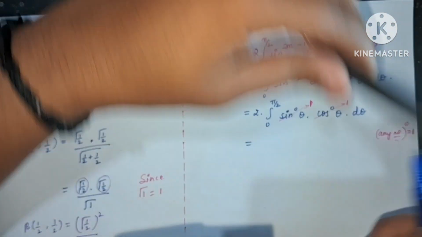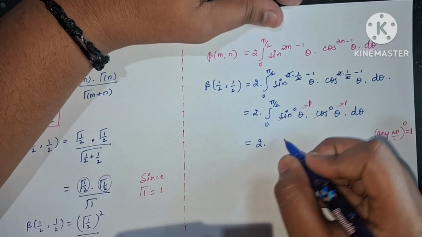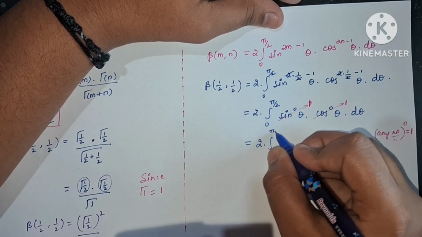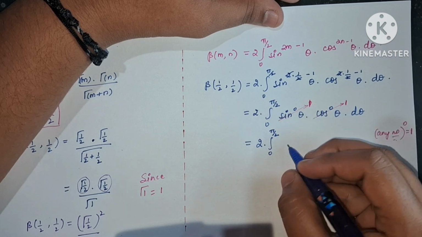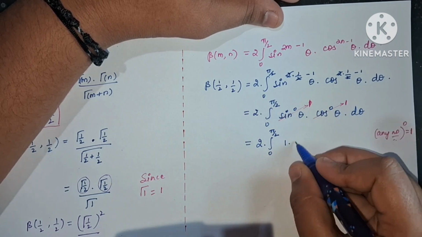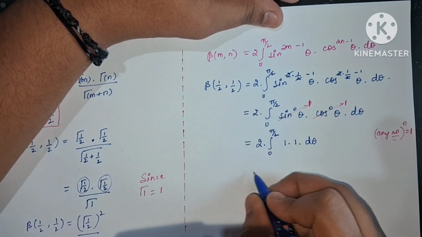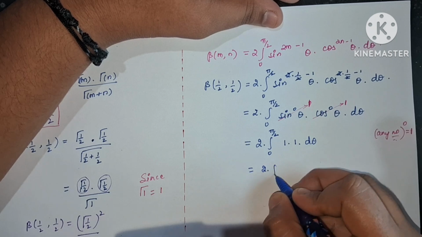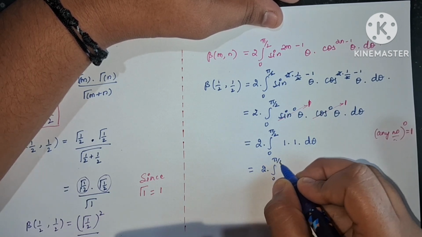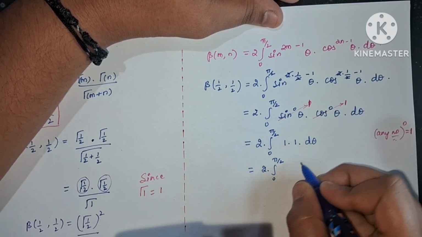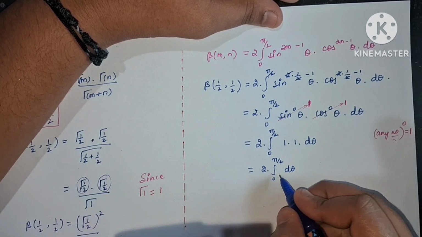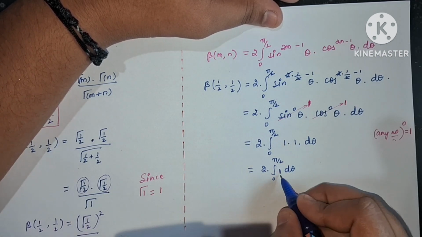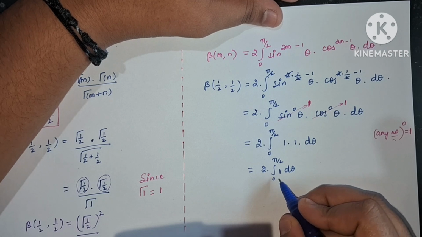Clear? Therefore, here I can write it as 2 times the integral from 0 to pi by 2 of sine to the power 0, which is 1, into, this also goes to 1, therefore d theta. So we are left with 2 times the integral from 0 to pi by 2 of 1 into d theta, which is d theta. If we don't have anything here, we can consider this as 1. One ones are 1, right? If there is nothing, I'll consider it as 1.